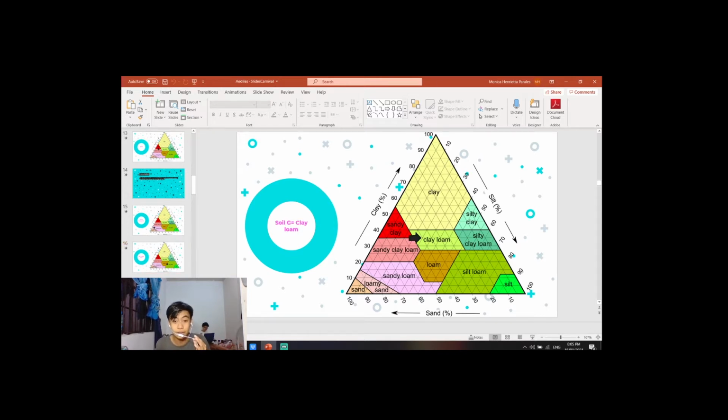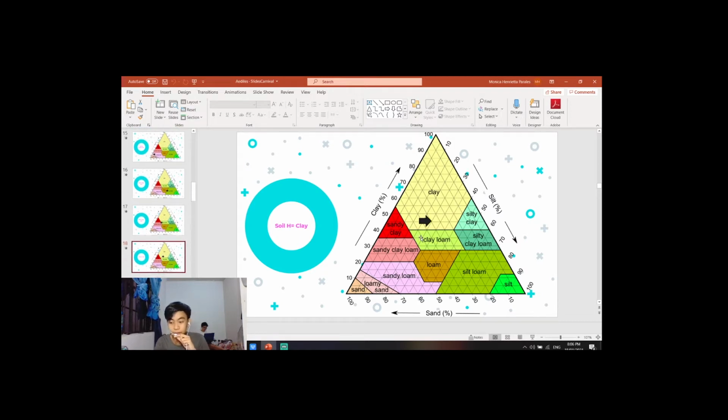So sa soil G naman natin, which is yung sand natin is 40%, yung silt natin is nasa around 25%, yung clay natin is nasa 35%. So nandito siya banda. Kita natin, nasa clay loam. So yung soil G natin is clay loam.